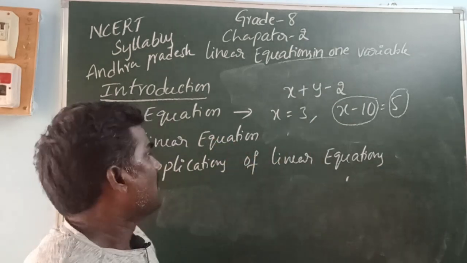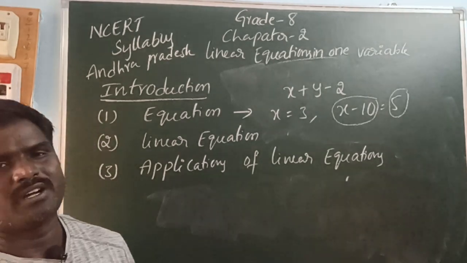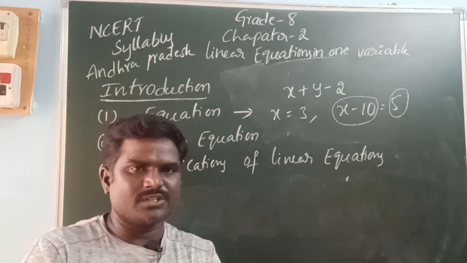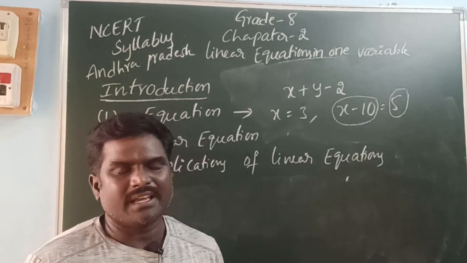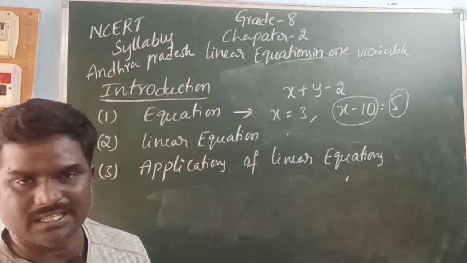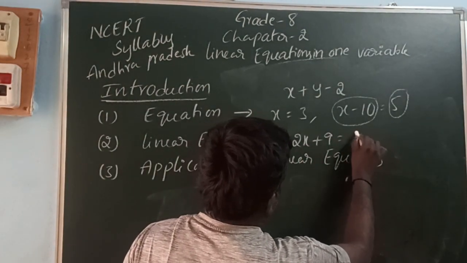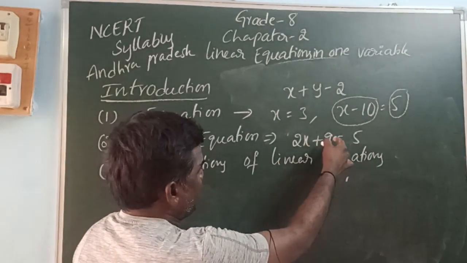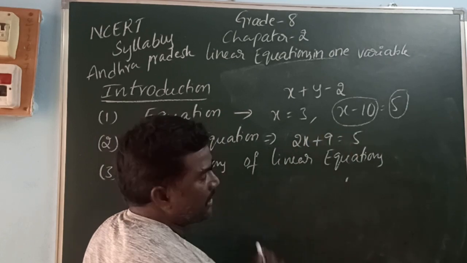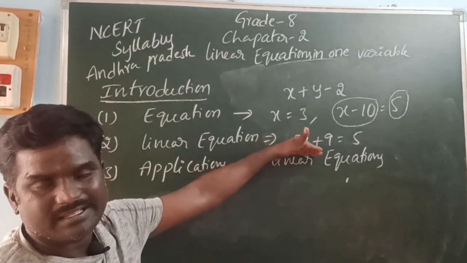That is called equation. So next one, linear equation. Linear equation means what? A linear polynomial which is equal to 0, or a linear polynomial which is equal to a numerical expression, or a linear polynomial which is equal to a linear polynomial. That is called linear equation. Here, 2x plus 9 is equal to 5. 2x plus 9 is a linear polynomial. Why? Its degree is 1, its degree is 0. So the highest degree is 1, which is equal to 5. 5 is what? Numerical expression. So this is called linear equation.